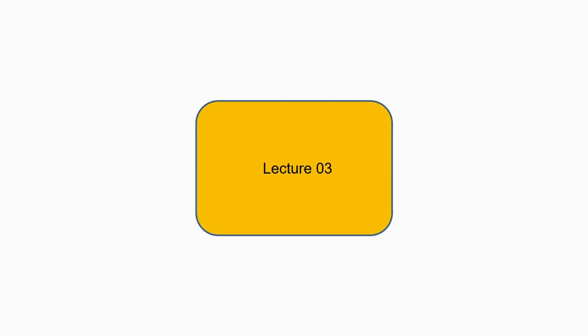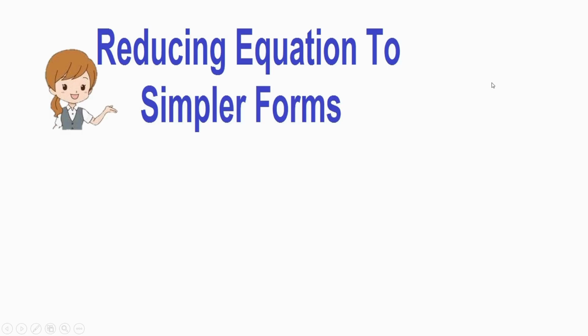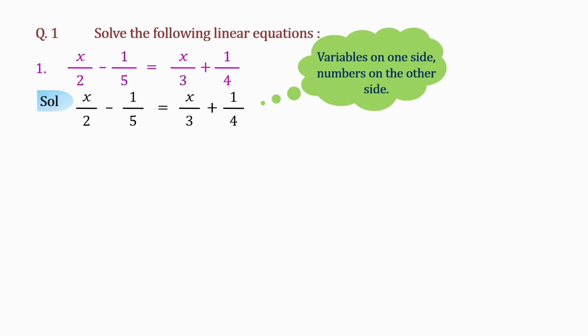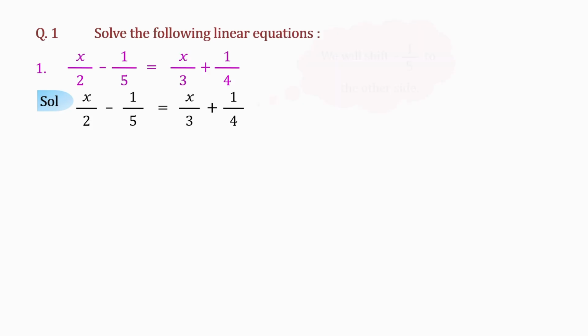Now we are going to do lecture number 3. Now, reducing equations to simple forms. Solve the following linear equations. So the equation is x by 2 minus 1 by 5 equal to x by 3 plus 1 by 4. So let us take a look step by step how we are going to solve this. So first we are going to shift the variables to one side and the numbers to the other side.